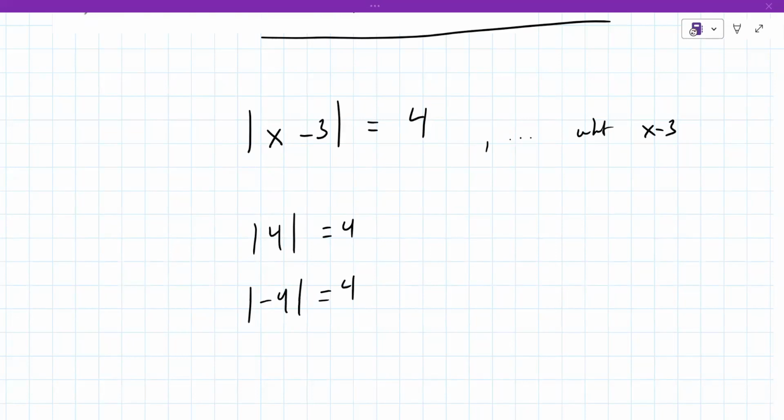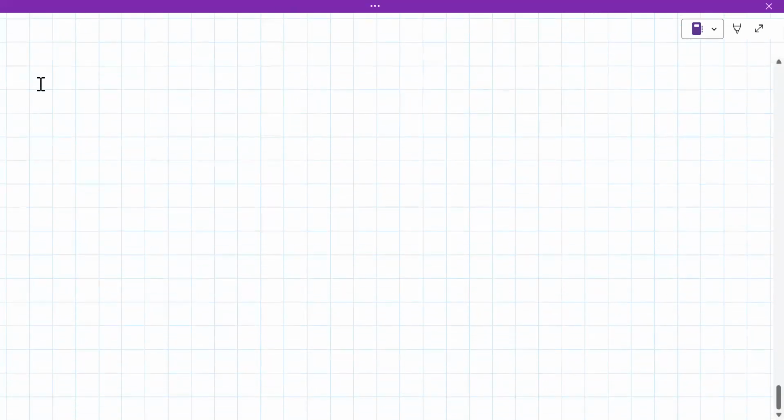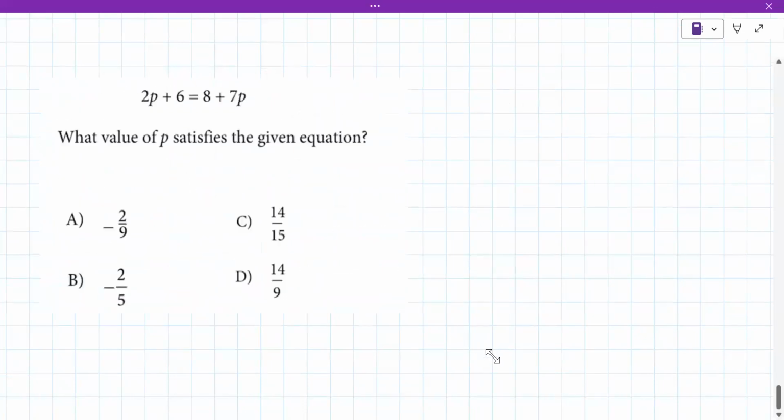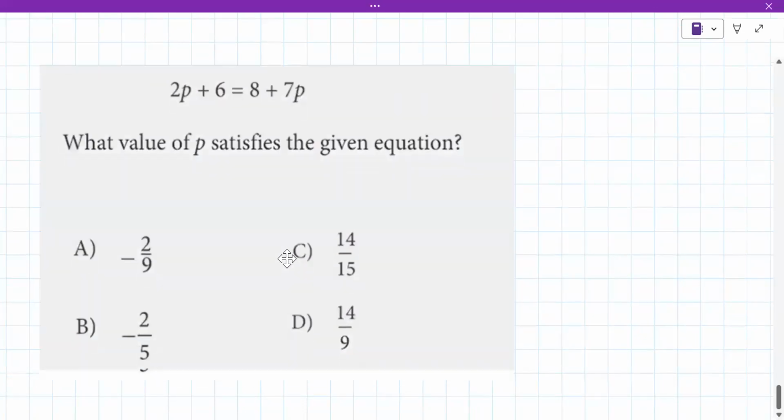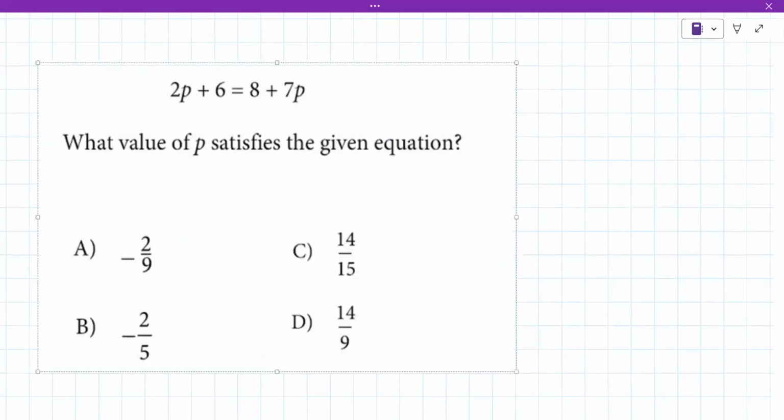All right, new question here. So this one, I want you to look at the answers and hopefully you will decide to just direct solve it since the answers aren't really pleasant to try.